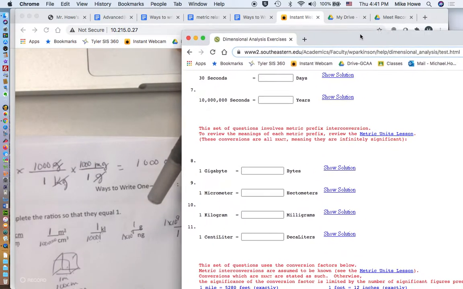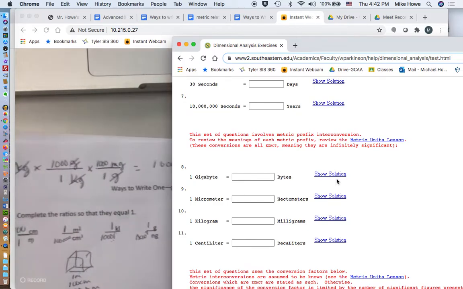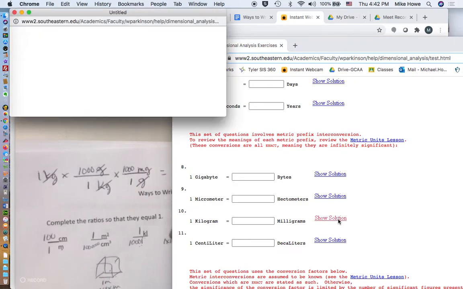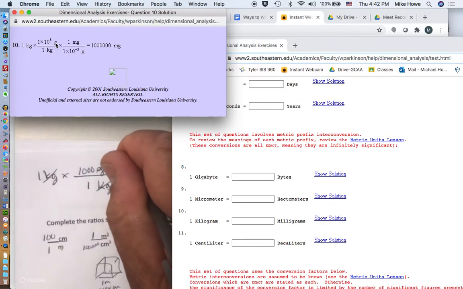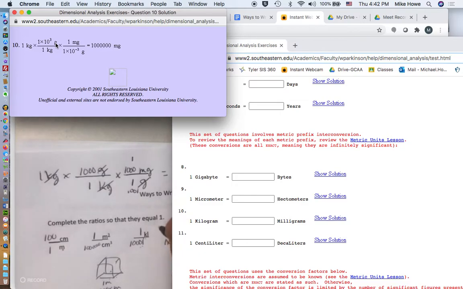If I click Show Solution here, the answer is going to be the same. The guy that made this wrote it a little bit differently, and I'll show you how he did it. Yes, the first step was the same as mine, and when he did the milligrams and gram relationship, he said that one of these is 0.001 of those. Is that true? Yeah, because a milligram is 1/1000th of a gram.